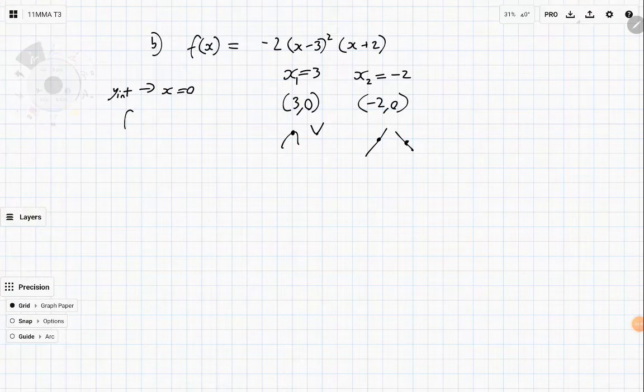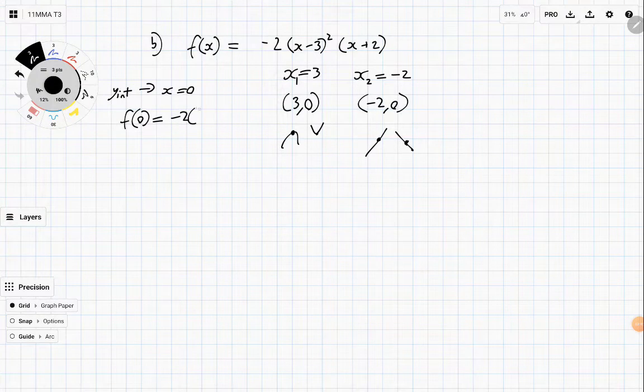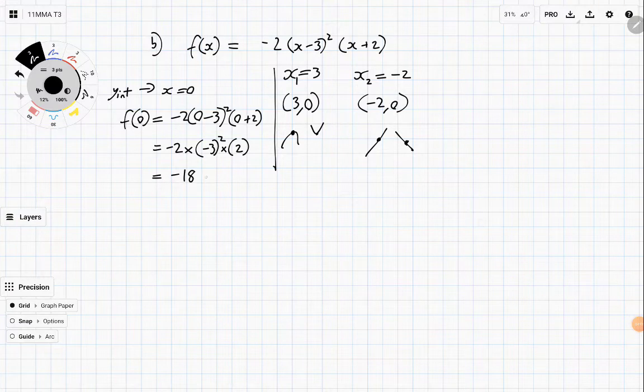So we get f of 0 is equal to negative 2, 0 minus 3 squared, 0 plus 2, negative 2 times negative 3 squared times 2. Alrighty, negative 3 squared is 9. 9 times negative 2 is negative 18 times 2 is negative 36. And there we go. There is the y-intercept, 0, negative 36. Alrighty, so I've got all my information that I need, and now I can just put it onto a graph.